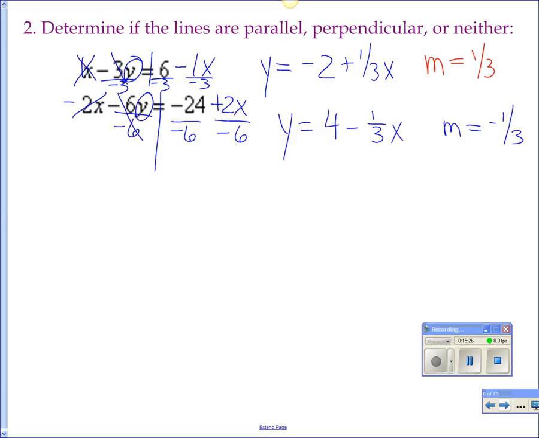Okay, guys. I got positive 1/3. I got negative 1/3. Are those the same? So that means they're not what? They're not parallel. Okay. Perpendicular, you have to flip it. Did they flip 1/3? Nope. So the answer is neither. It's neither. Okay. They're not the same, and they haven't been flipped either. So that one's neither.